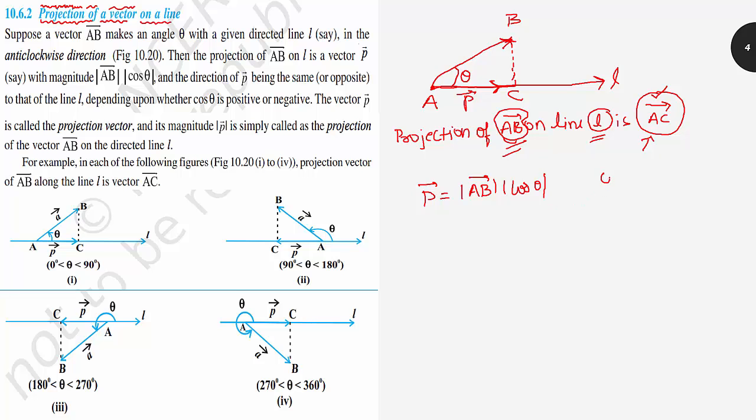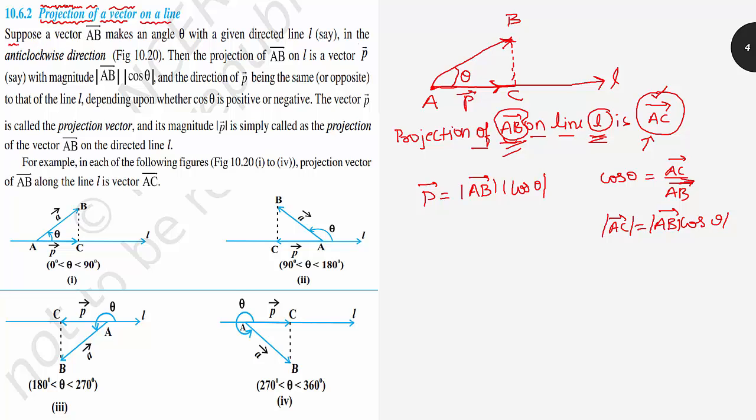How is this going to be solved? See here, what is cos theta equal to? That is adjacent by hypotenuse, that is vector AC by vector AB. So what is vector AC equal to? Vector AB cos theta. So now projection means magnitude. So this magnitude gives us the projection of AB on line L. Clear, students? So this is what they are explaining here.